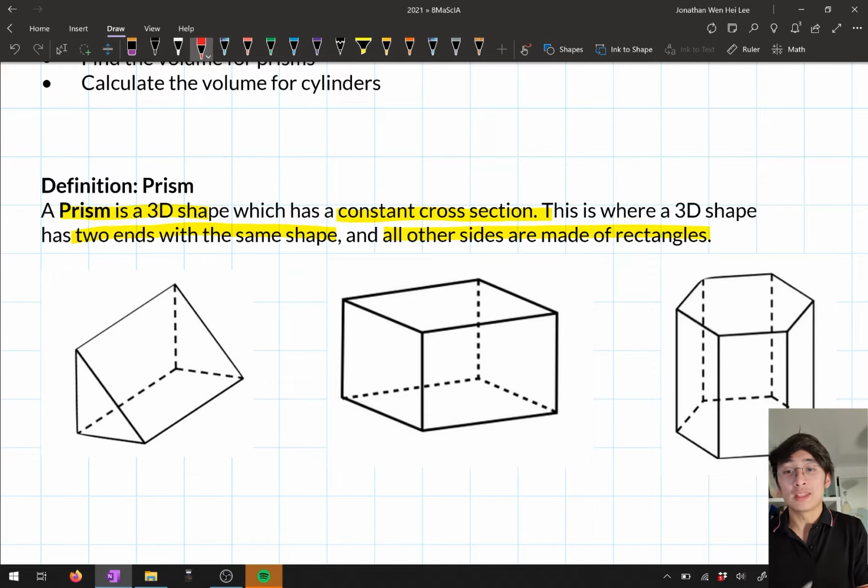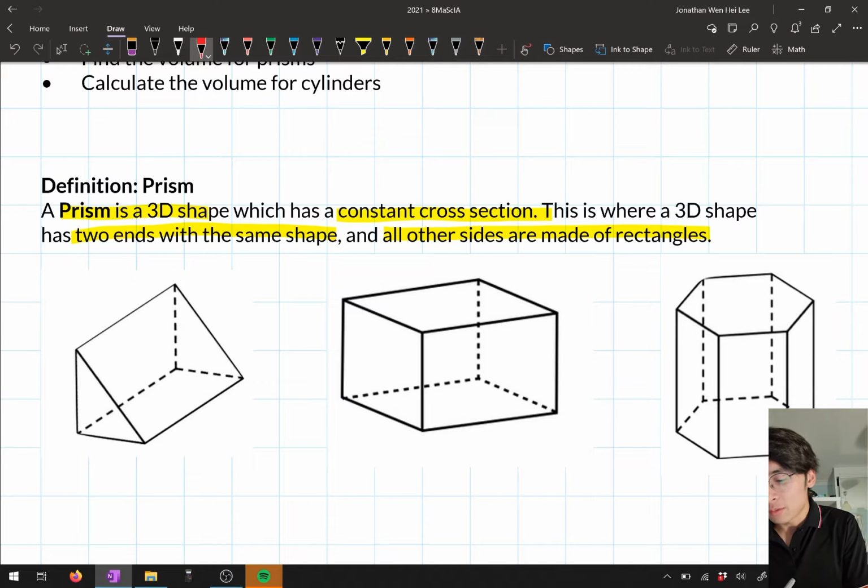What this basically means is that on all prisms, there are going to be two sides which have the exact same shape. And along the whole way of the prism, between those two faces, you can cut at any particular point along your prism and you will get that same shape as the face that you cut.